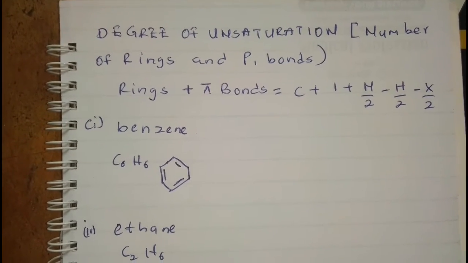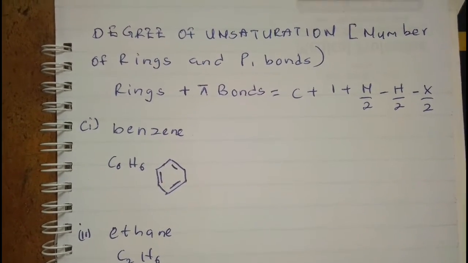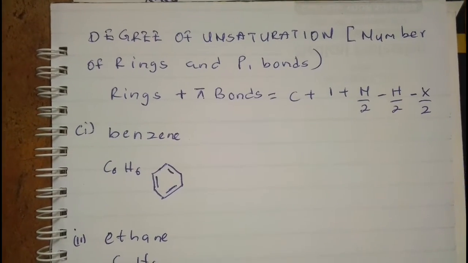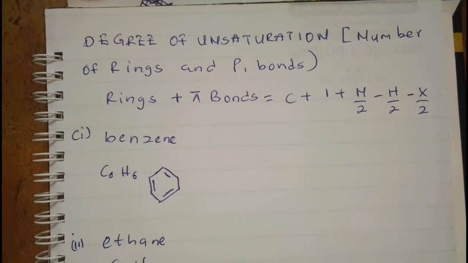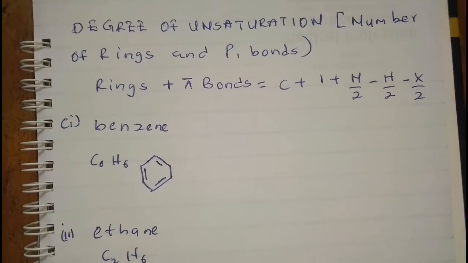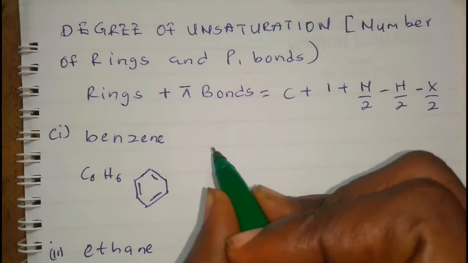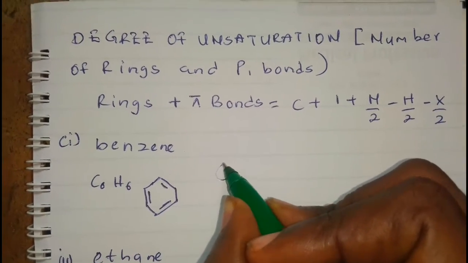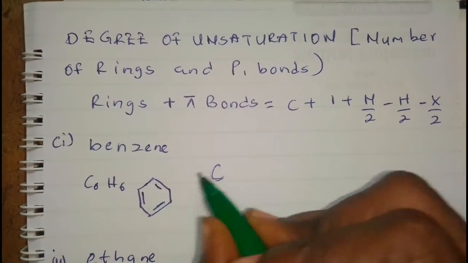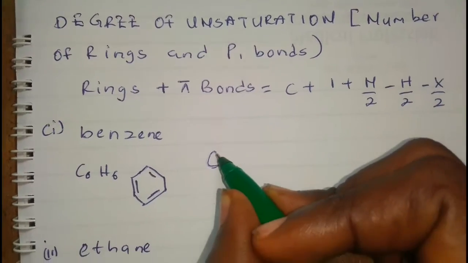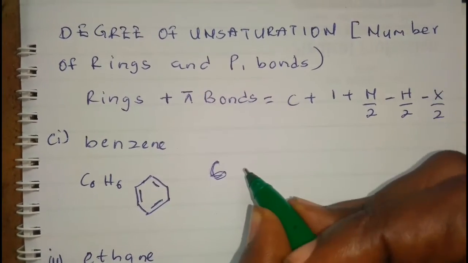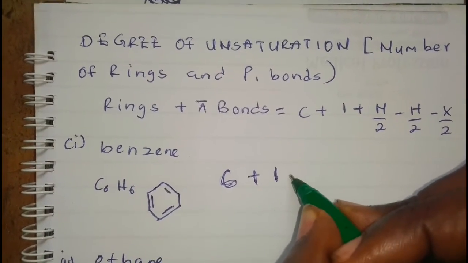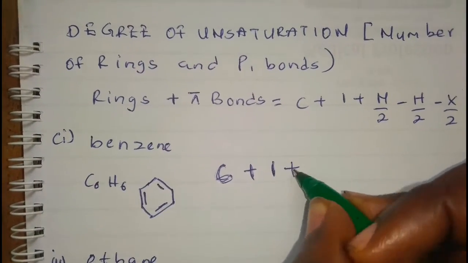In this formula we are going to be finding a value that comprises the number of rings and the number of pi bonds. So let's take a look at benzene. Benzene has C6H6. So C, which is our C that we wrote here, is going to be 6 plus 1. We don't have any nitrogen atom here.